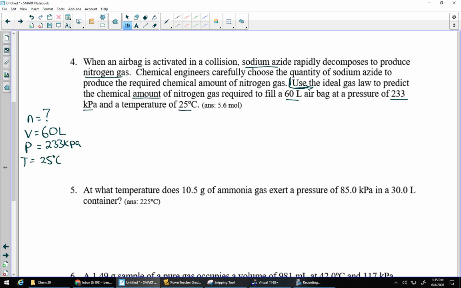Now I'm being very specific with that degrees Celsius. Do we really want degrees Celsius? No, it needs to be in Kelvin. So I'm going to add 273.15. So it should be 298.15 Kelvin.